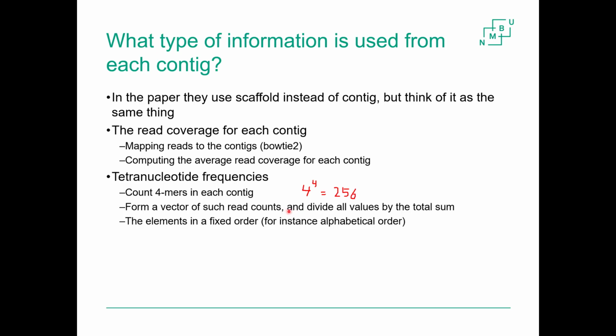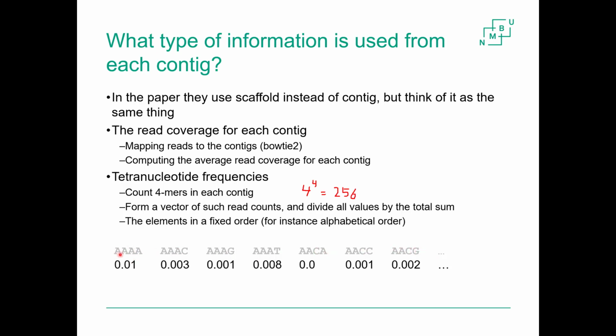So it makes sense to divide by this total sum to get relative values. I am pretty certain this is what they do, but they don't actually state this as far as I could see anywhere. So you form a vector of this type, and the elements must be in a fixed order. This vector could, for instance, be something like this, where I have fixed the 4-mers in alphabetical order. It doesn't have to be that order, but some fixed ordering.